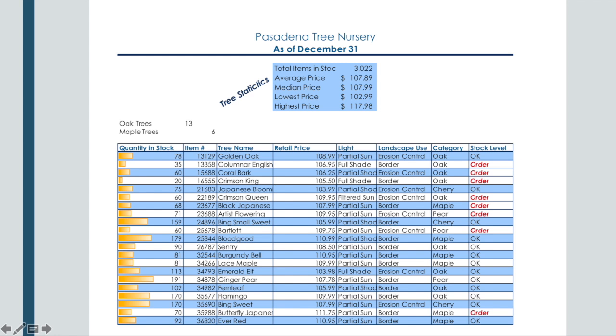I have their retail price, and then on the top you can see the total of the items in stock, and then the average, median, lowest, and highest price of all the trees.